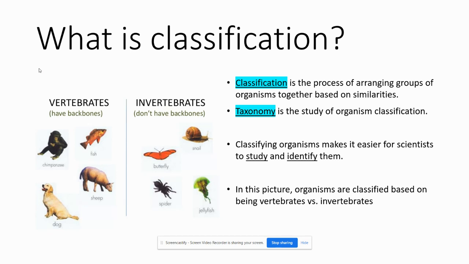In the picture on the left, there are two groups. There are a group of vertebrates, which are organisms that have backbones, and there are invertebrates, which are organisms that do not have backbones. So we have classified them based on their having a backbone or not having a backbone. That's one simple way of classifying.